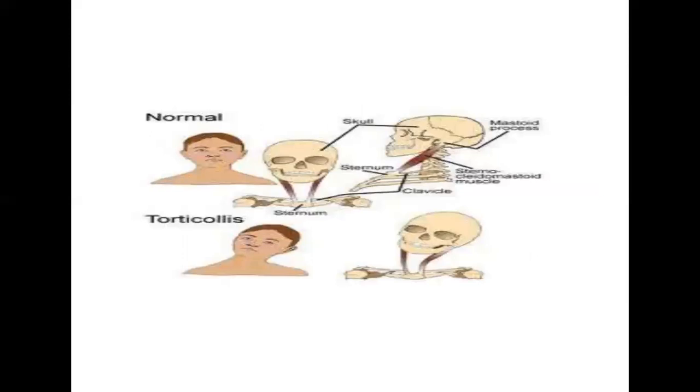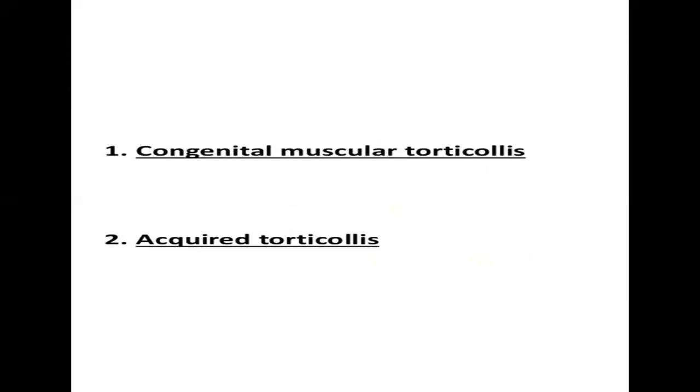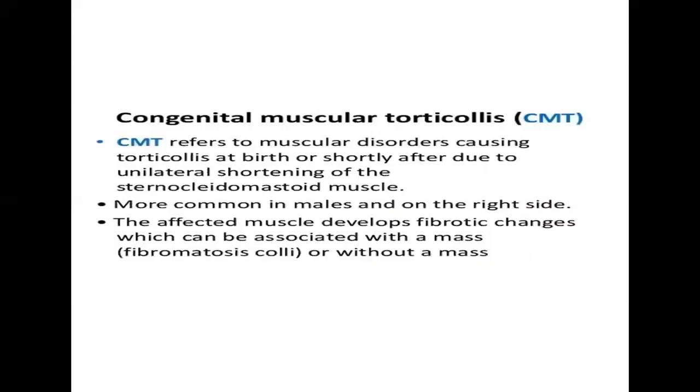Normal and torticollis. Causes of torticollis: congenital muscular torticollis and acquired torticollis. Congenital muscular torticollis, CMT, refers to a muscular disorder causing torticollis at birth or shortly after, due to unilateral shortening of the sternocleidomastoid muscle. More common in males and on the right side.